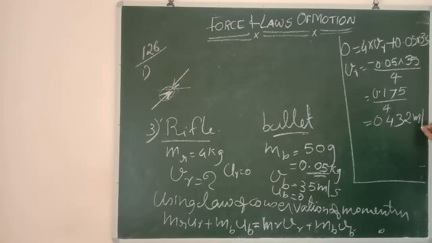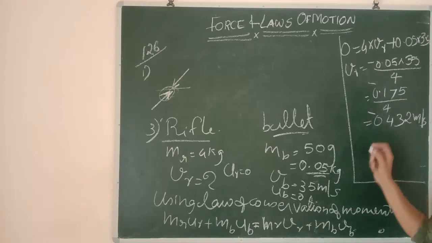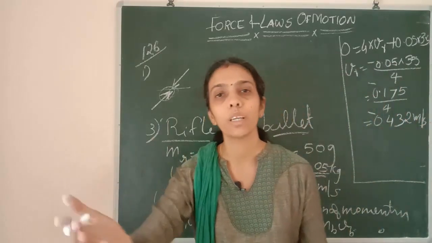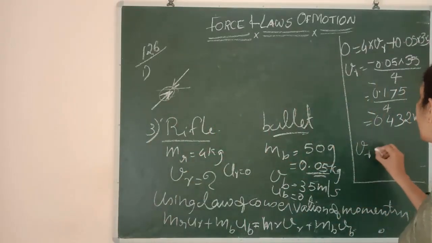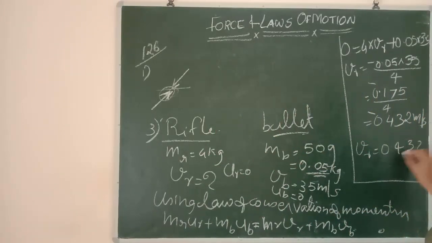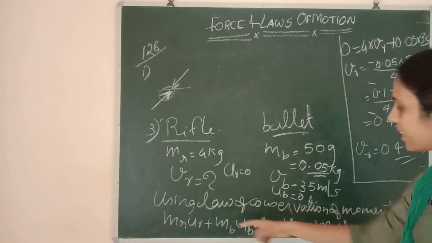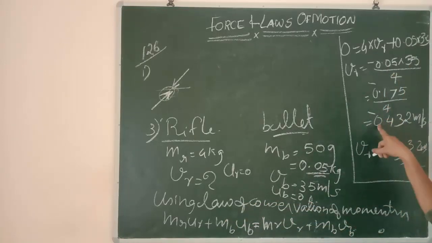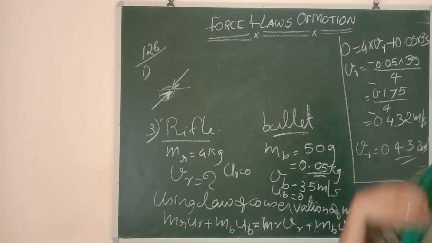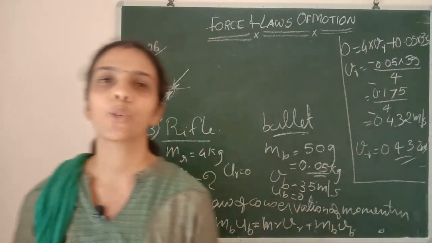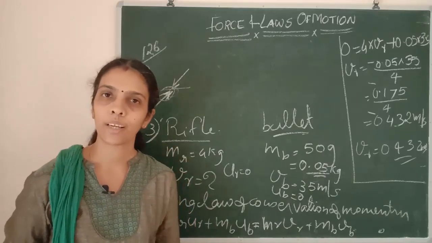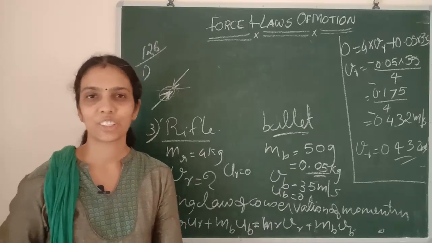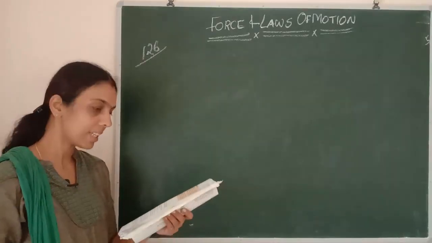Like that we will get minus 0.432 meter per second, but since we know the bullet is moving forward, the rifle will be moving backward. So the backward velocity will be vr equals 0.432 meter per second. Here we considered everything in the same direction, but since it is coming negative, we understood that the velocity is in the opposite direction. So negative velocity means it is in the opposite direction. We told you it's a vector quantity. Okay. So the next one is in page number 127.